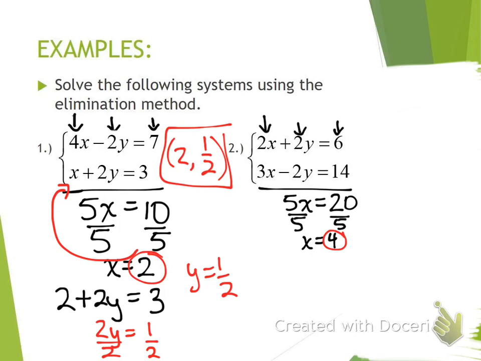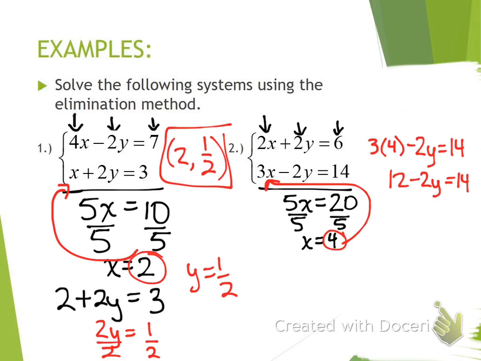So we're going to take this 4 and put it where the x is. So that gives us 3 times 4 minus 2y equals 14. 3 times 4 is 12. 12 minus 2y equals 14.